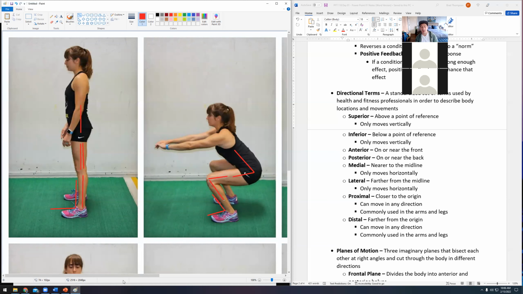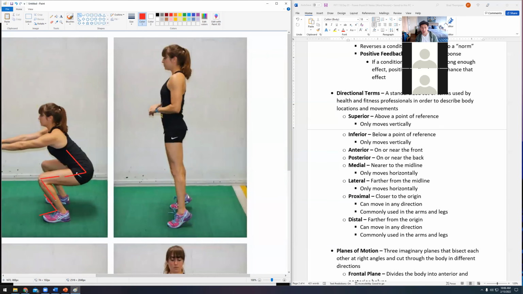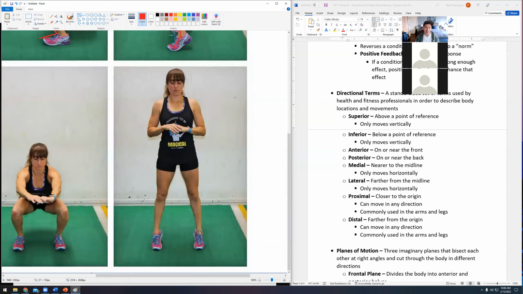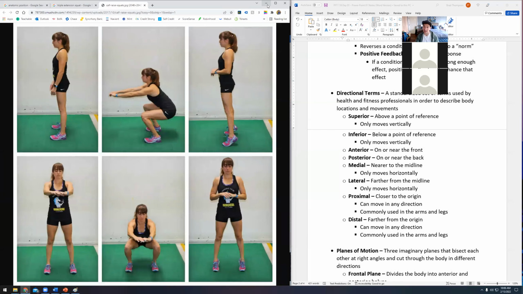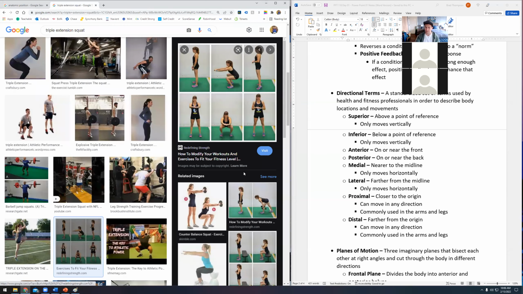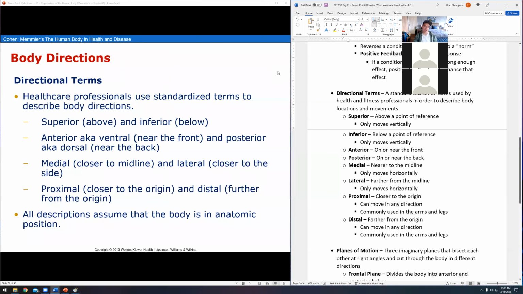So when she's coming out of the squat, you know what she's doing? She's doing plantar flexion here, which is exactly the opposite. She's doing extension in the knee, and she's doing extension in the hip. So all three of those things are happening simultaneously. Extension, extension, extension. That's why this is called a triple extension movement. Kind of complicated stuff, which is why we're actually not talking about flexion or extension today.